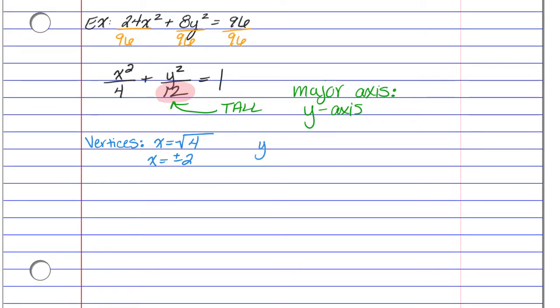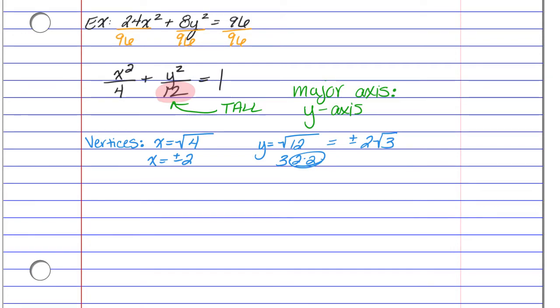My vertical vertices are going to be, again, located at the square root of its denominator, which is 12. Now, 12 is not a pretty whole number, perfect square. So I'm going to break it down. It does break down into 3 times 4, and 4 breaks down into 2 times 2. So I know that my square root of 12 is going to be both plus and minus 2 square roots of 3.